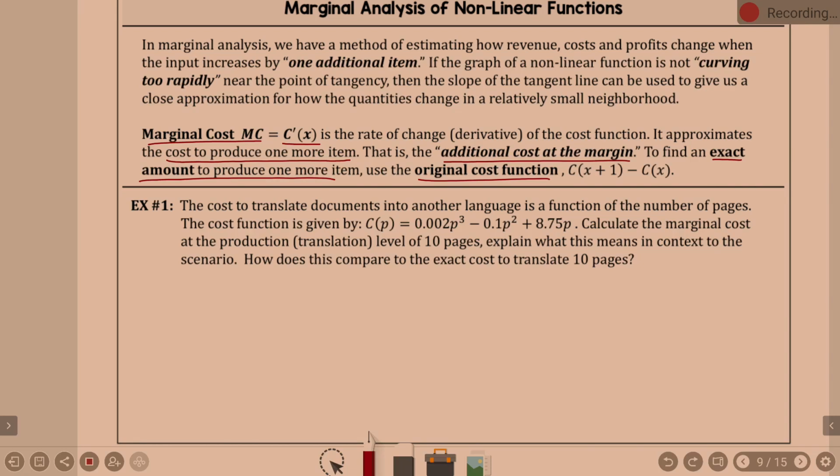Okay, so marginal cost for it said production, which threw me off for a moment, but the translation of 10 pages. Okay? So, marginal cost. What did it talk about with marginal cost? If we're going back up and looking at marginal cost, it's equivalent to, notice right here, it talks about it's equivalent to C prime of X, right?